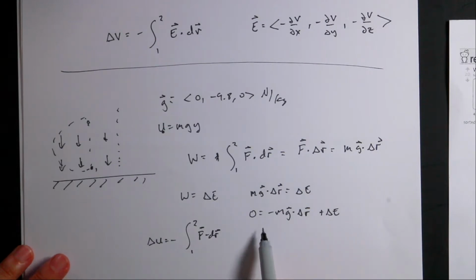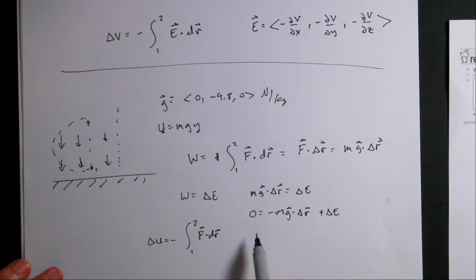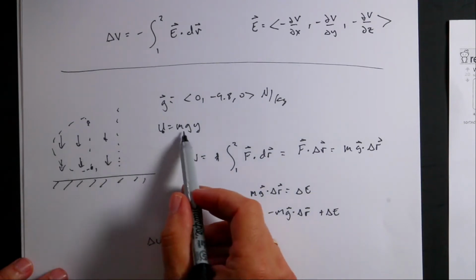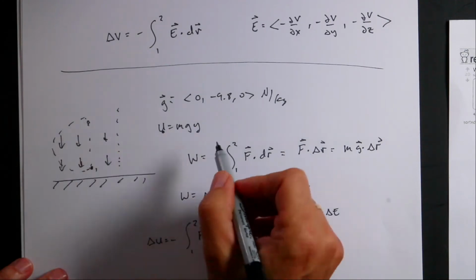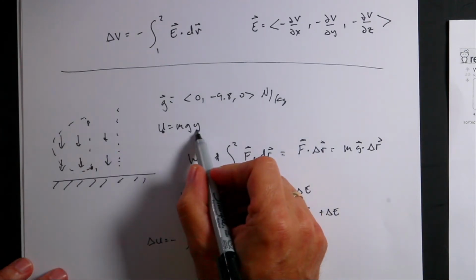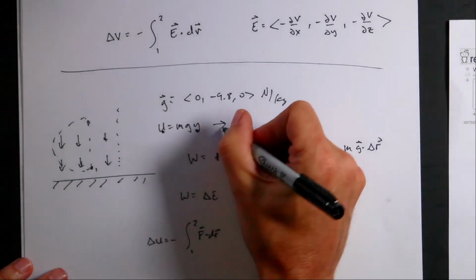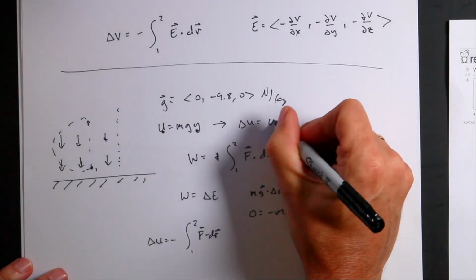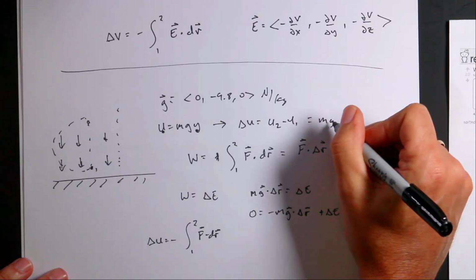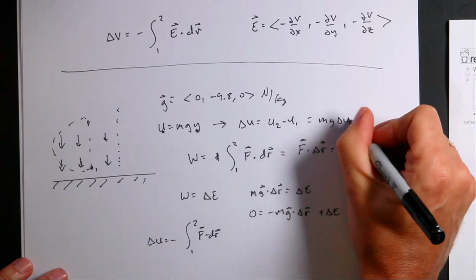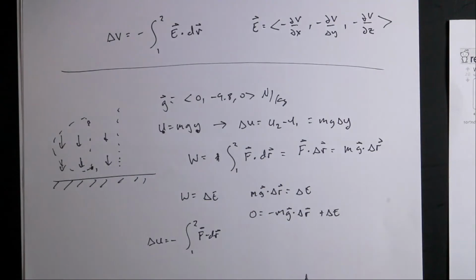And it's important to realize that there is no absolute potential. The potential doesn't matter. We call this potential, but it's due to the work going from point 1 to point 2, and I write that, but that's not real. What really matters is the change of potential. Delta U is U2 minus U1, or mg delta y. That's important.